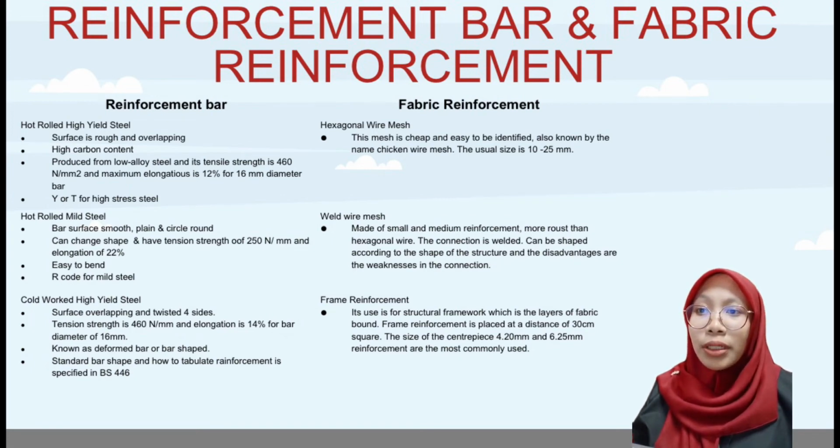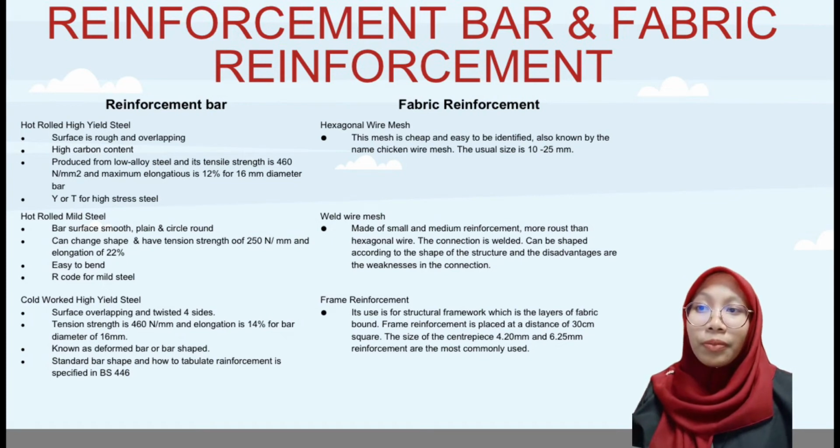made of small and medium reinforcement, more robust than the hexagonal wire. The connection is welded, can be shaped according to the shape of the structure, and the disadvantage is the weakness in the connection. After that, frame reinforcement.